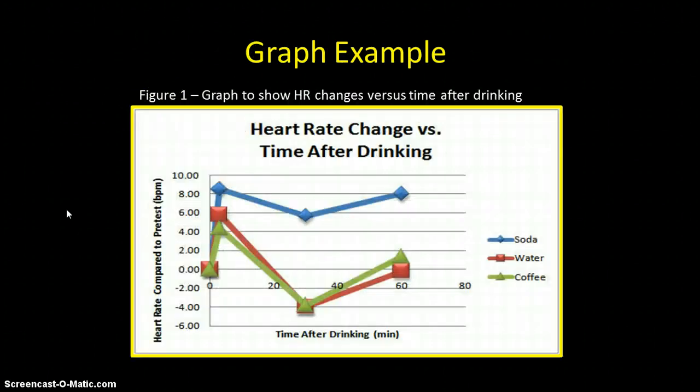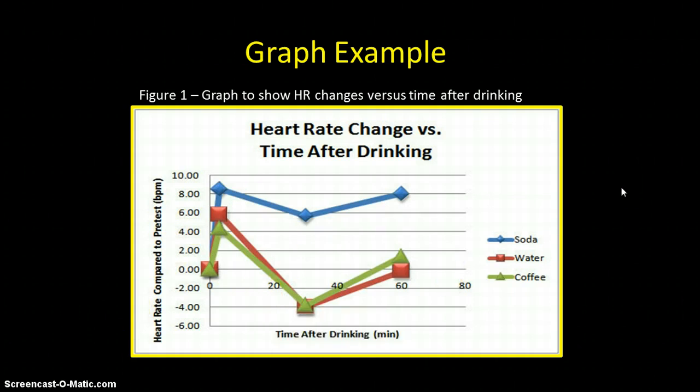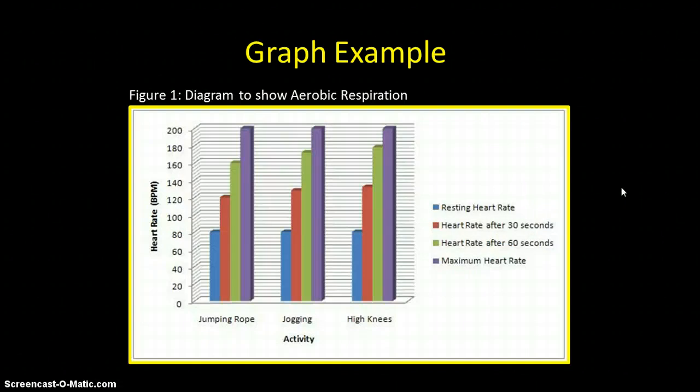Here's another example of a graph, a slightly different version. We've got 3 components that are all shown on the same graph, and this allows nice comparison to be made between these different elements. So again, this would be a more appropriate graph if you wanted to show comparisons. Here's a different format, a bar chart, which again allows comparisons between different components of a test: resting heart rate, heart rate after 30 seconds, heart rate after 60, and maximum heart rate. And you can see the changes and progress very visibly, in part because of the colour and in part because of the structure of the graph.